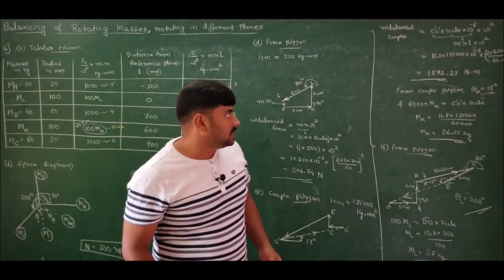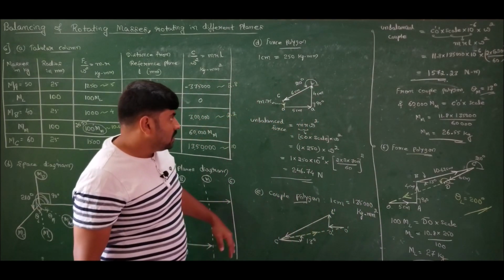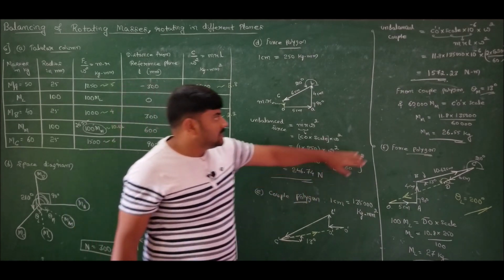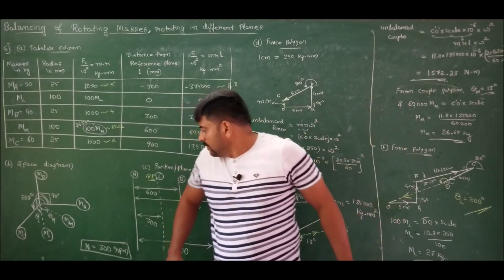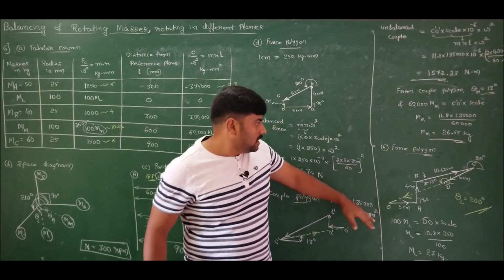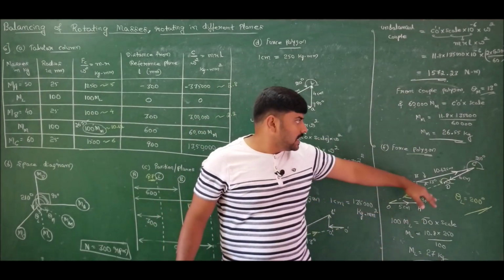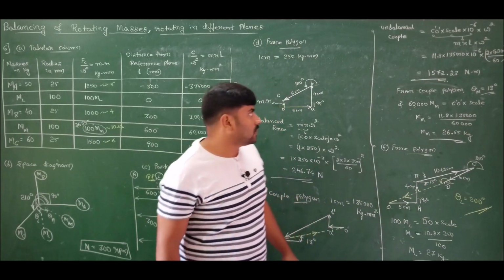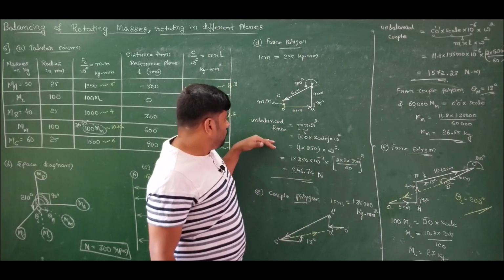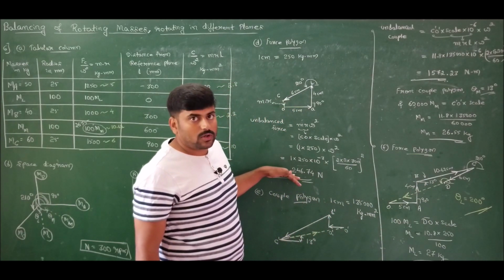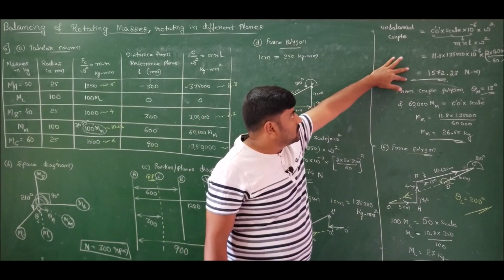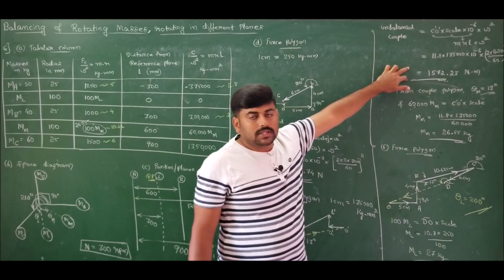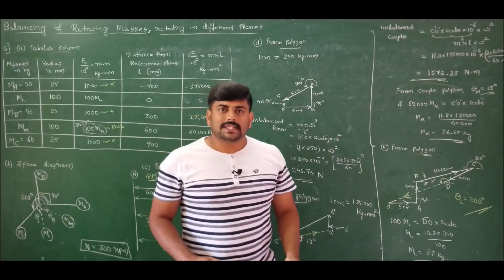Finally I found that the balancing masses are turning out to be 26.55 kg at an angle of 13 degrees in plane M, and in plane L it is 27 kg at an angle of 200 degrees. Coming to the unbalanced force, it is 246.74 newtons. Coming to the unbalanced couple, it is 1572.23 newton meter. That's all from this lecture.